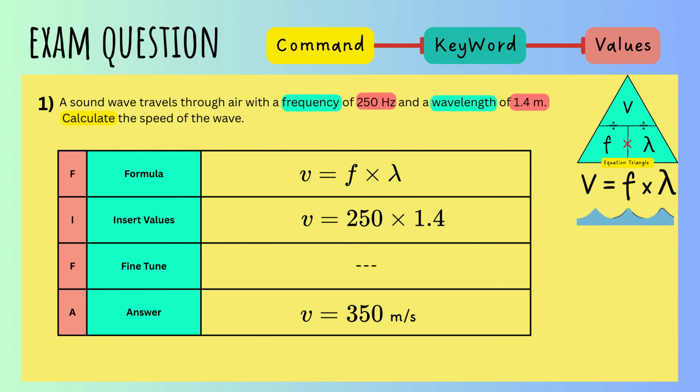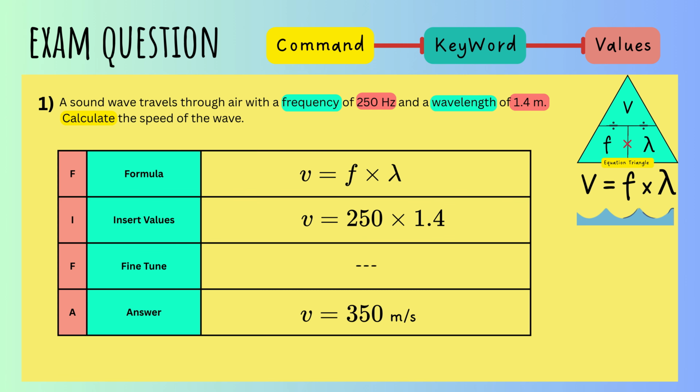Okay, so here are your answers. A sound wave travels through air with a frequency of 250 Hertz and a wavelength of 1.4 meters. Calculate the speed of the wave. We won't need to rearrange the equation as it's the speed of the wave that we're trying to find. So it simply is frequency times lambda, which when we put our values in I, it becomes 250 times 1.4. We've got no fine tuning to do. So we simply do the calculation and it becomes 350 meters per second.